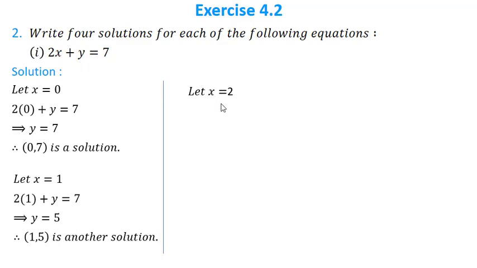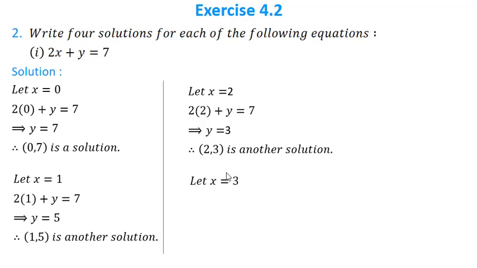So when I take x is equal to 2, I will get 2 into 2 plus y equal to 7. This gives me the value of y as 3. So (2, 3) is another solution. And finally, when I take x is equal to 3, I have 2 into 3 plus y equal to 7. That gives me the value of y as 1. So (3, 1) is also a solution. So here we have to find 4 solutions. So these are the four solutions.